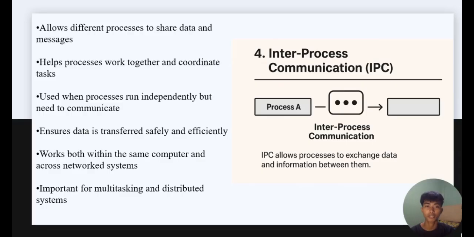Inter-process communication, or IPC, allows different processes to share data and messages, helps processes work together and coordinate tasks, and is used when processes run independently but need to communicate. It ensures data is transferred safely and efficiently, and works both within the same computer and across networked systems. It is important for multitasking and distributed systems.